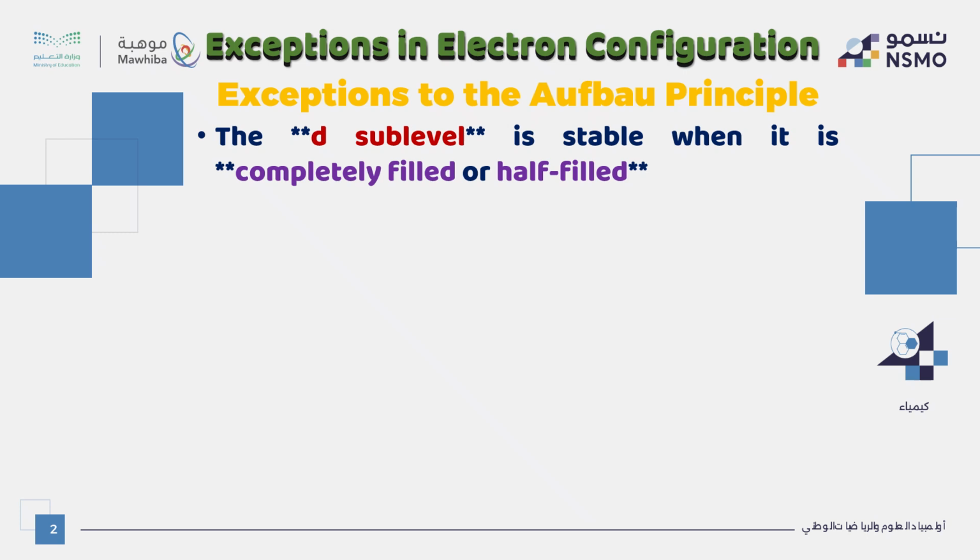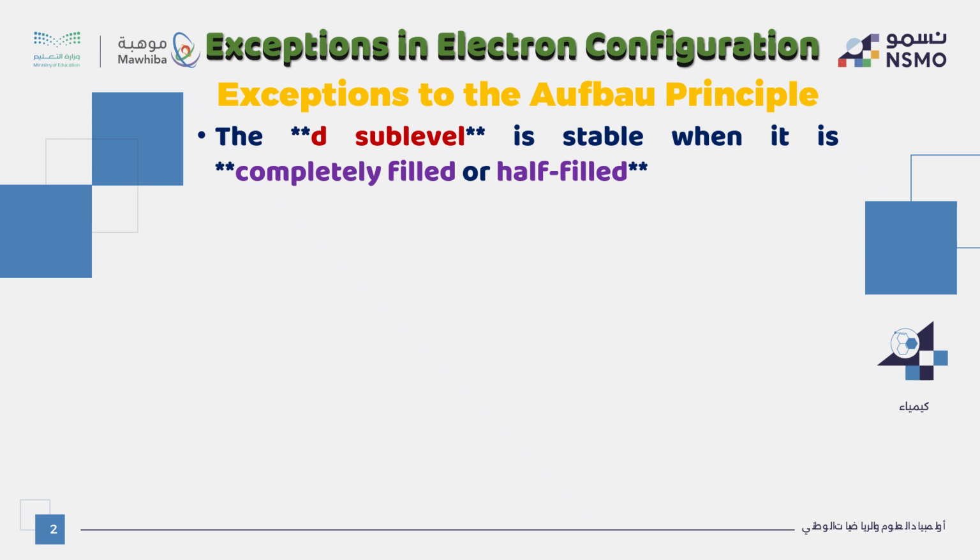Why do exceptions occur? The exceptions occur because certain electron arrangements are more stable than others. In particular, the d sublevel is especially stable when it is half-filled or completely filled, d5 and d10. Atoms sometimes rearrange their electrons slightly to achieve this more stable configuration, even if this means violating the expected Aufbau order.